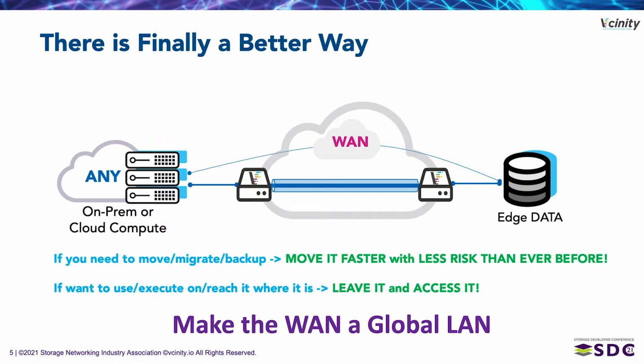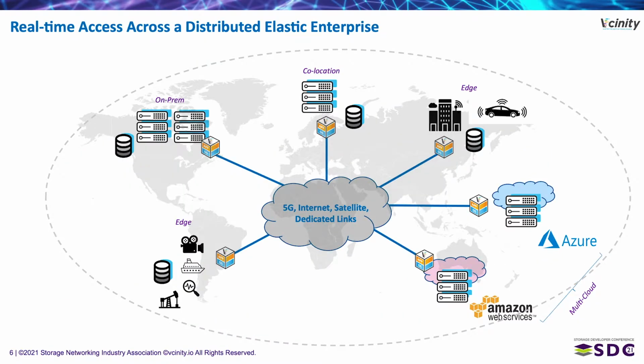Now, the only way this can work is if we can make this long distance, high latency WAN actually perform like a global local area network. Now, if we can do that, this is really the utopia of what we've created. It's real-time access across a distributed elastic enterprise. The idea behind this is you pick the compute of choice. Maybe it's the cloud, maybe it's prem, maybe it's edge compute, maybe it's in a co-location. And you allow that compute to reach across this geographically distributed environment and work on data in real time wherever that data is created. The idea is to glue all this together so that you do get things like real-time access. And I'm doing it on a geographically distributed enterprise.